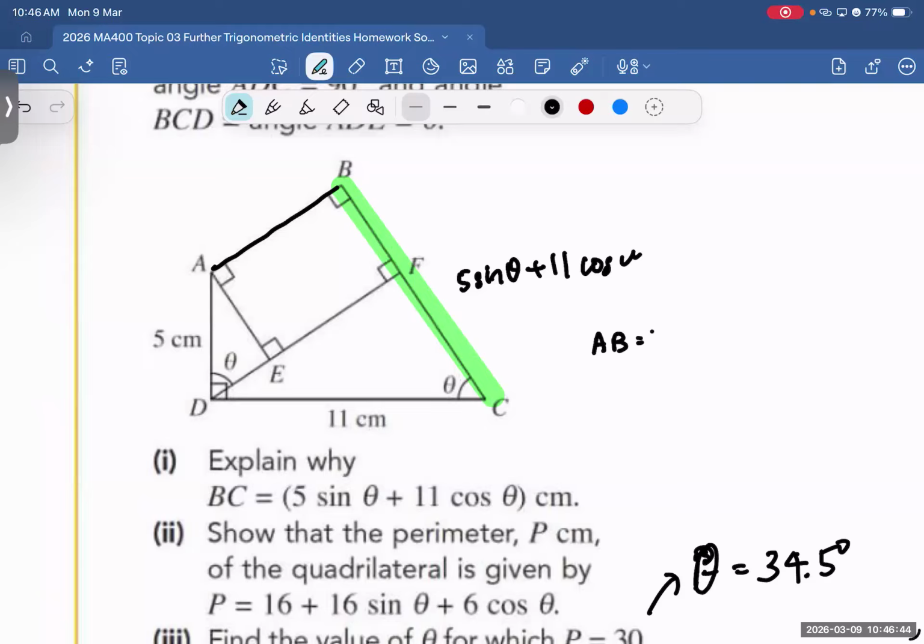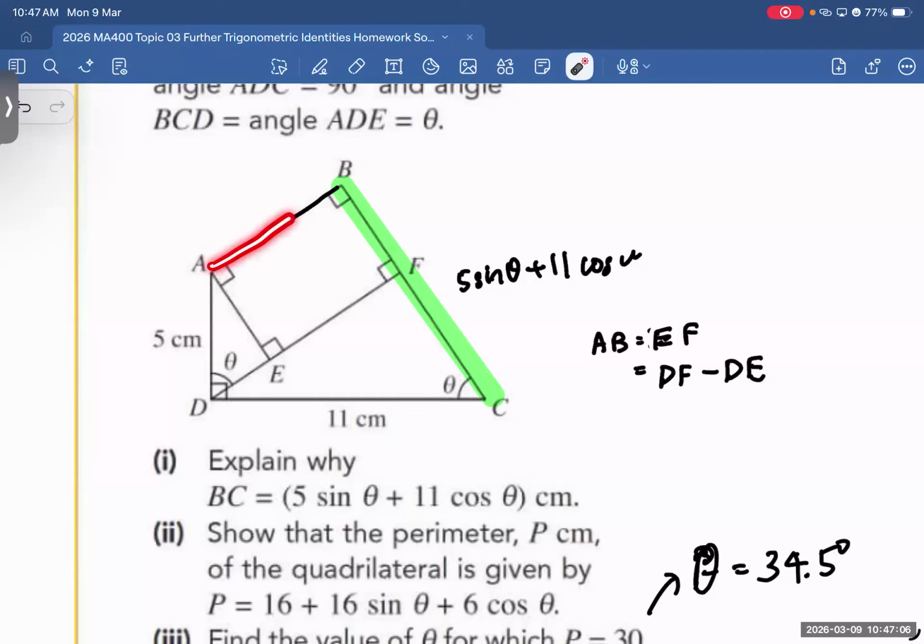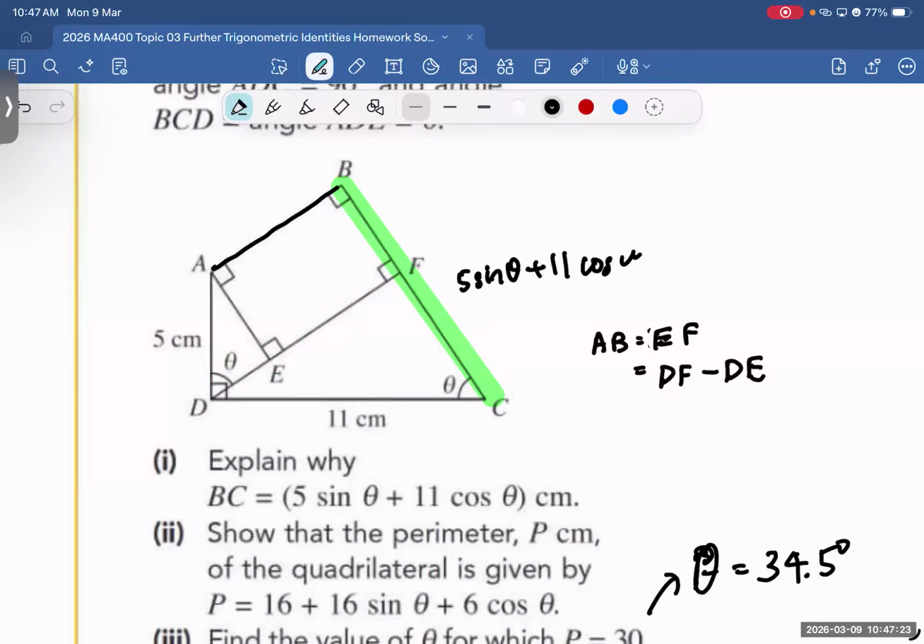For that, I think DF minus... you find EF. So what is EF? EF can be found by taking DF minus DE. Let me explain. As I show in our drawing, AB is the same as EF. EF is the same as DF minus DE. How do I find DF first?